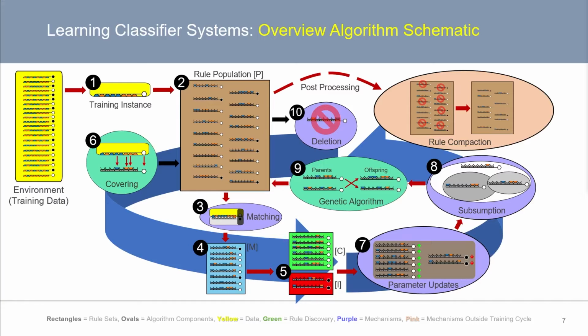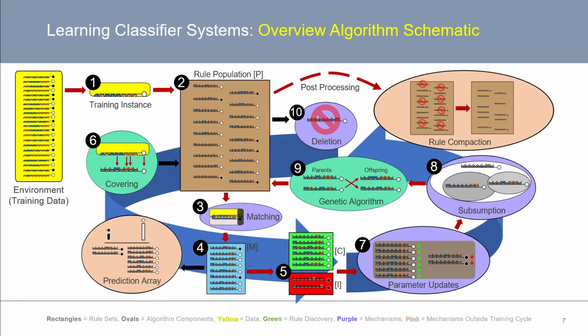Once LCS stops training, it's common to apply some post-processing to the rule population called rule compaction, which seeks to limit the final rule set down to some smaller yet still effective set of rules. Furthermore, once we have our final LCS model being comprised of some subset of rules, we'll want to apply this model to be able to make predictions on new data. And for this, we'll need a prediction array. Our new data might be some testing data to evaluate our model.